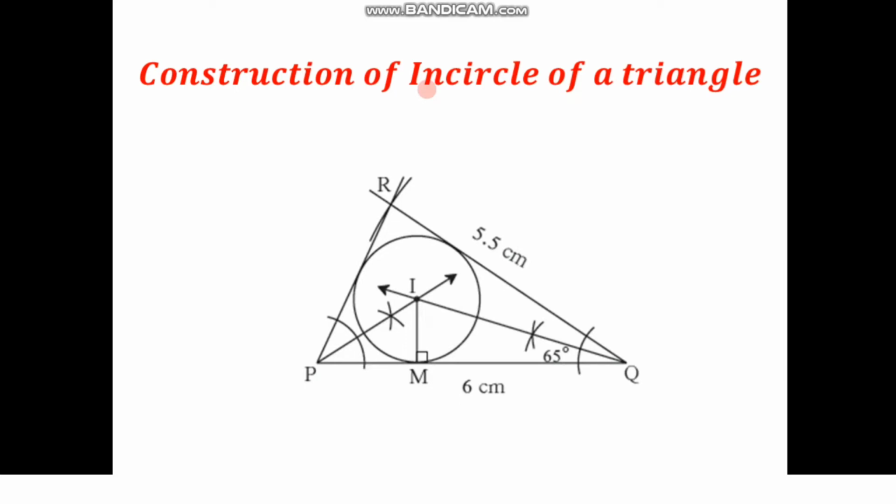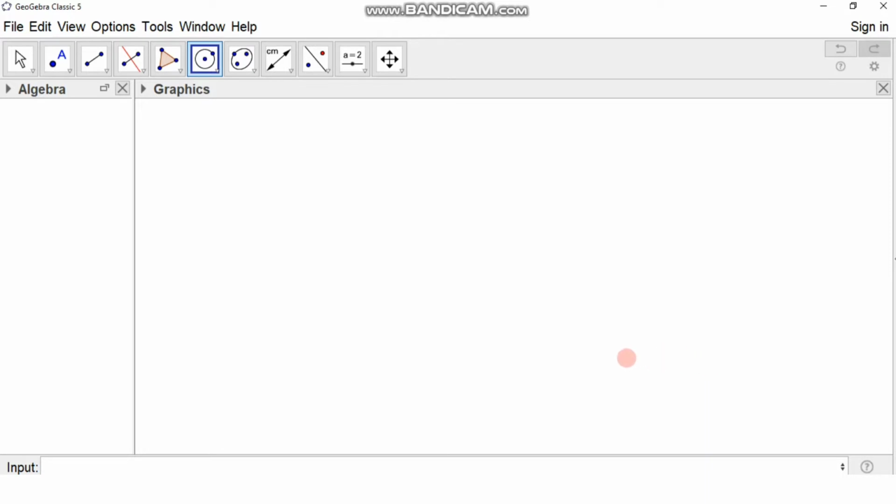As the word suggests, incircle, as this circle is inside the triangle, that's why it is named as incircle of a triangle. Now we have to construct the incircle of a triangle by using GeoGebra. That's why let us move to the GeoGebra interface. This is the GeoGebra interface. We have to construct incircle of a triangle.